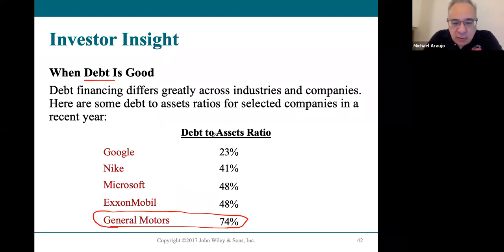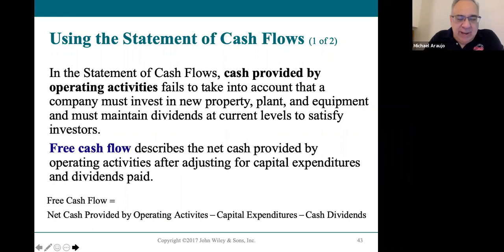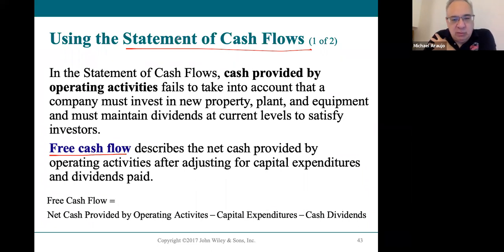All the other ones, I don't know what year these are quoted from, but look at Google, very small amount of debt that they rely on to buy their assets. Something that we're not discussing in the class is the statement of cash flow, but there is something called the free cash flow that's part of it. Is what a good thing? The 23% for Google? Yeah.